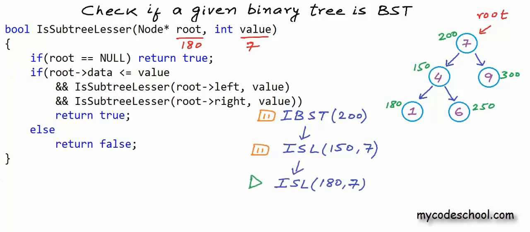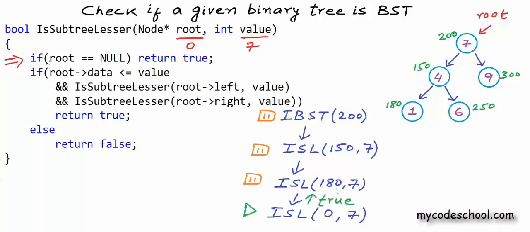This call will pause and we will go to the next call. Here once again the data in the node at 180 is lesser than 7. So the first condition is true and we will make a recursive call. The left subtree for the node at 180 is null. There is no left child, so we will return at the first line. Root is null this time. This particular call will simply return true.